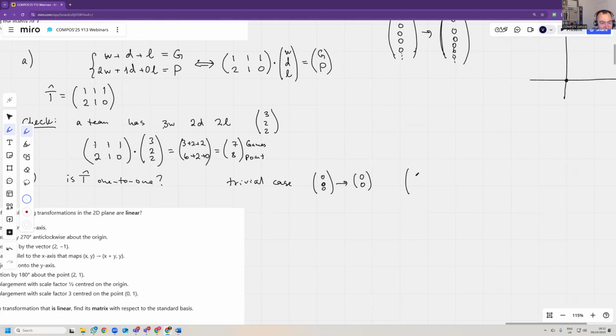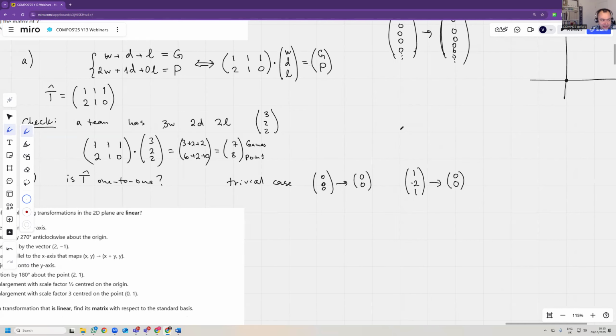However, if you scored 1 win, minus 2 draws and you had 1 loss. Okay, that doesn't make any sense. Mathematically, we're talking about the matrix, right? So (1, minus 2, 1) will be mapped also onto (0, 0). You can test that.